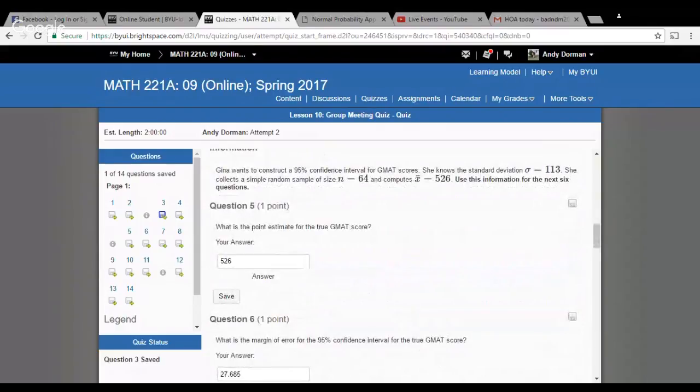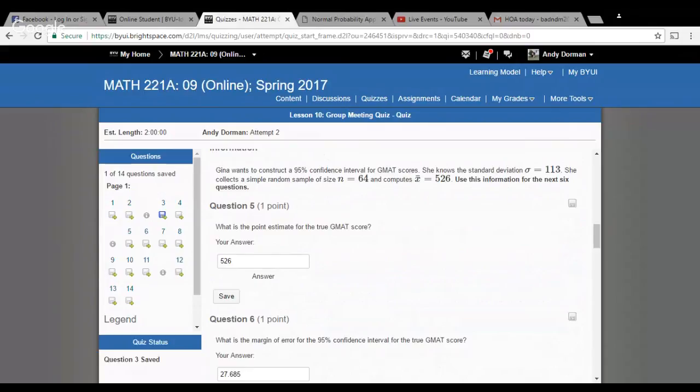Gina wants to construct a 95% confidence interval for GMATs. She knows the standard deviation sigma equals 113. She collects a simple random sample of size n equals 64 and computes the sample mean as 526. Use the information for the next 6 questions. Okay, nice. Well, the sample mean, we already have that right there. It's given to us in the question. So we can go down to question number 6.